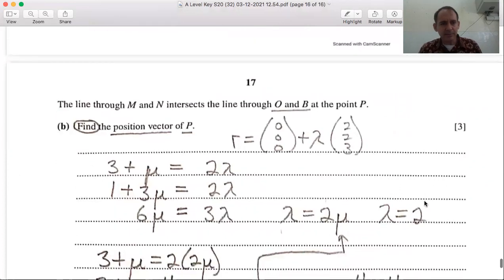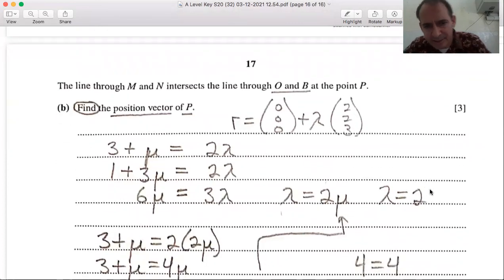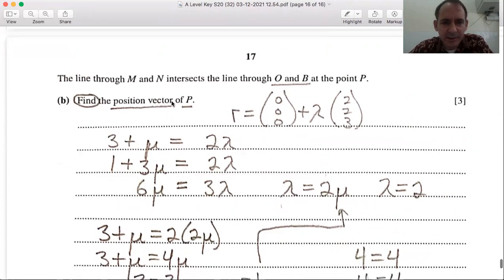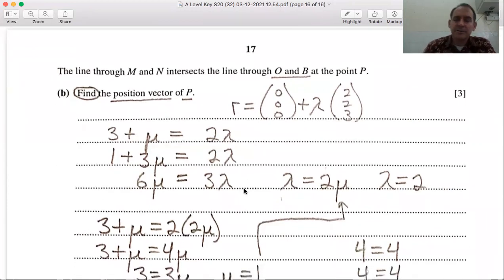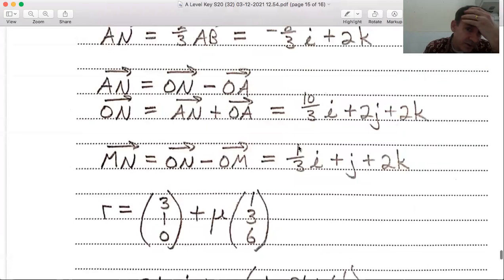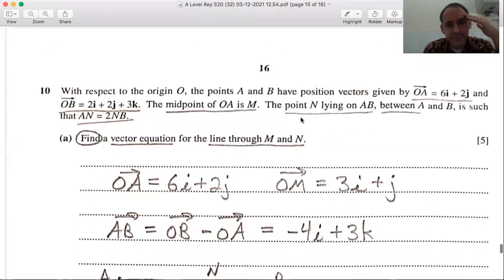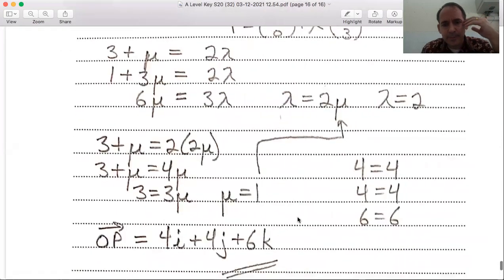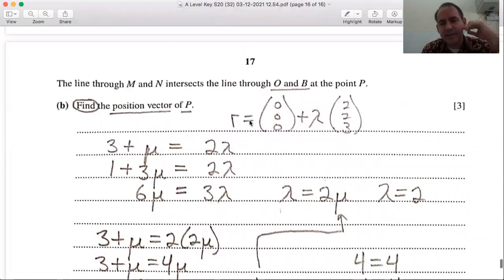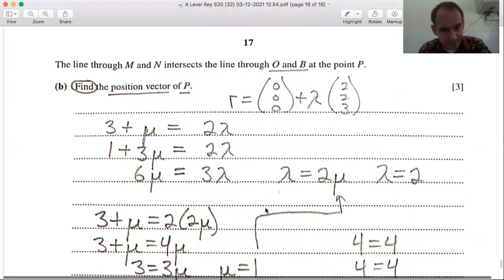Going on to part B, the line through M and N intersects the line through OB at the point P. Find the position vector of P. So our point B: OB was 2, 2, 3. OB is 2, 2, 3, so that's right here. And O is the origin. So r equals O plus lambda times 2, 2, 3.